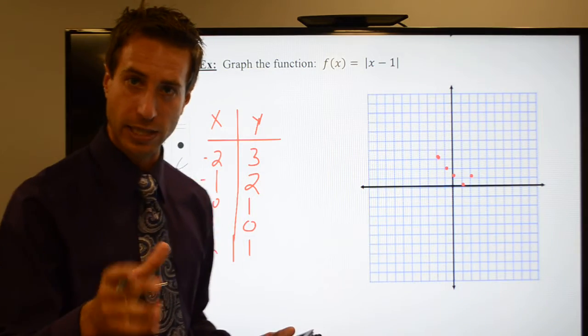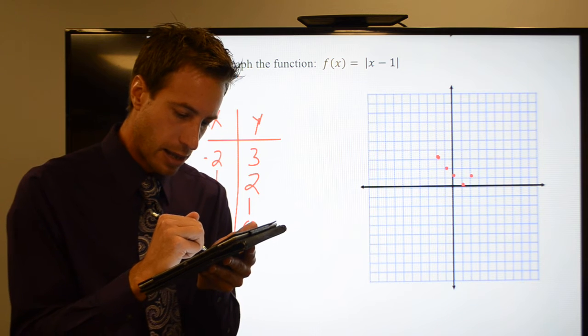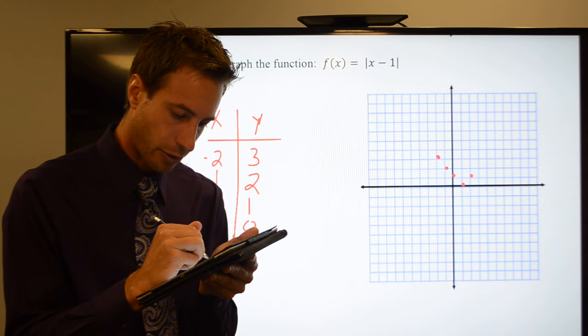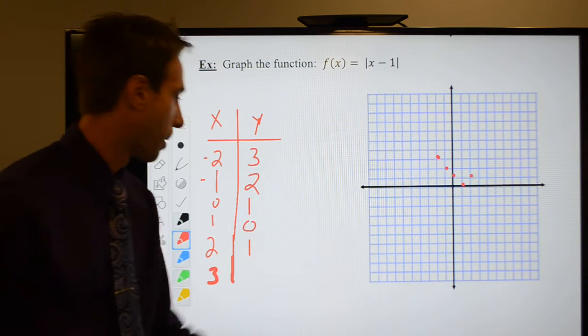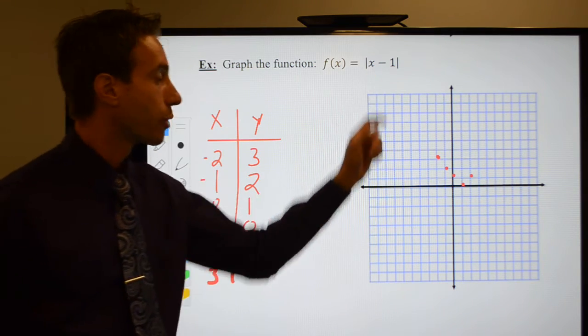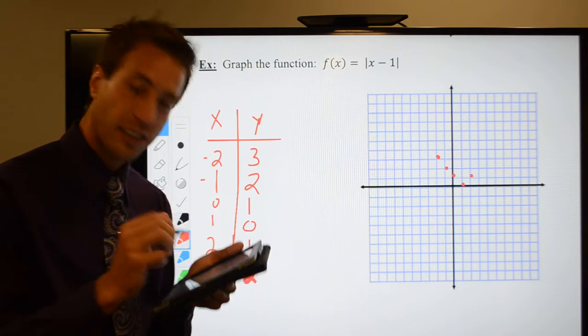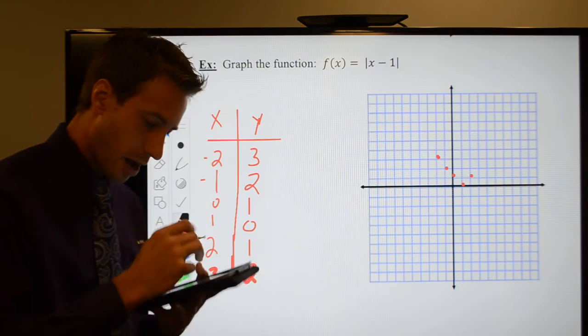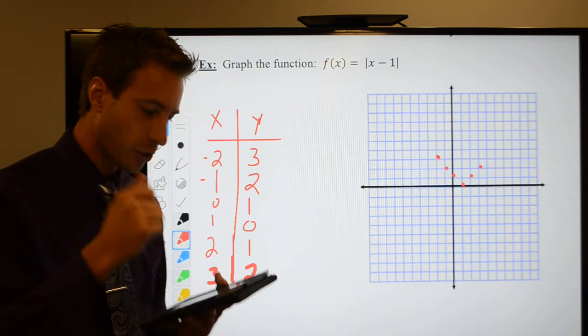I'm pretty sure I see where it's at, but let me try one more point just to make sure. Let me do X is equal to 3. Sorry, my marker's a little fatter because I'm putting in my points. If I plug in a +3, 3 minus 1 is 2, and the absolute value of 2 is 2. Let's see if this fits my trend. I'm at 3, 2. Absolutely, it does. Okay, perfect.